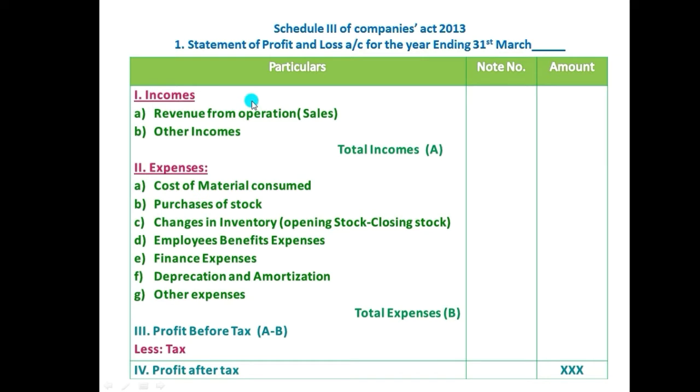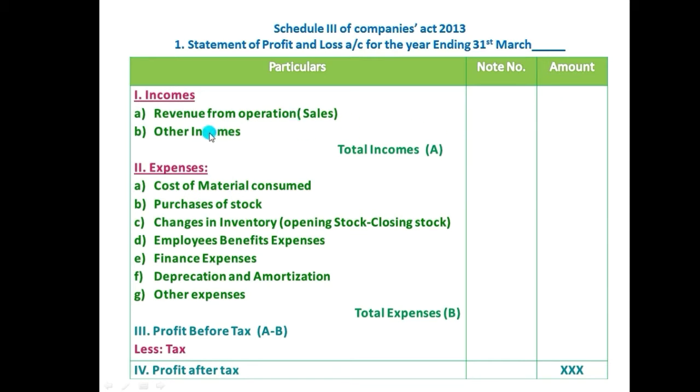We need to prepare a working note for each item given in the income as well as for all the items of expenses. After preparing the working note only, we need to record the total amount here. The working note number we need to record here under note number. For example, when we open revenue from operations as note number 1, we need to record note number 1, and that working note amount we should record under the amount column.